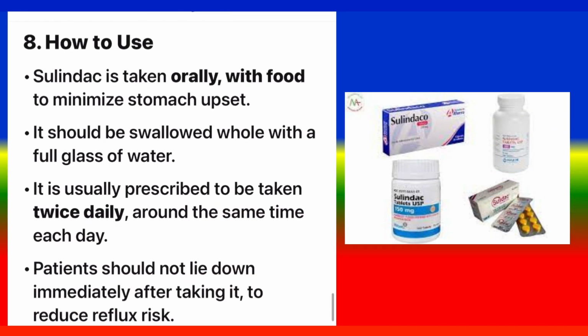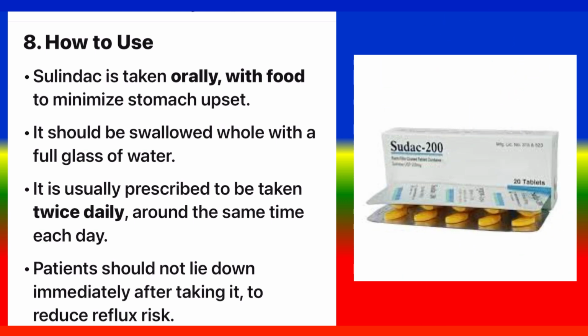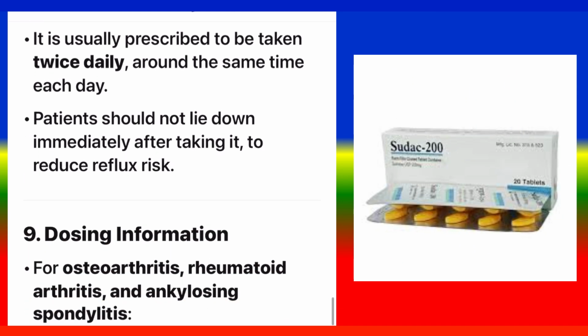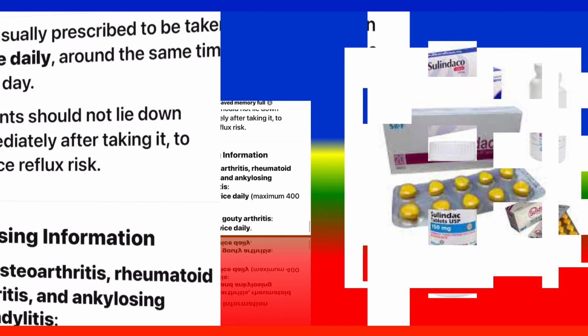8. How to use. Sulindac is taken orally with food to minimize stomach upset. It should be swallowed whole with a full glass of water. It is usually prescribed to be taken twice daily, around the same time each day. Patients should not lie down immediately after taking it to reduce reflux risk.